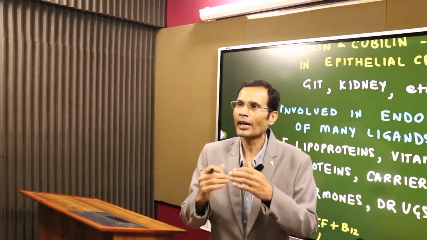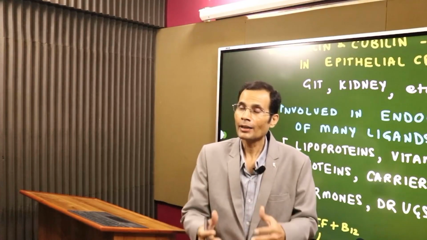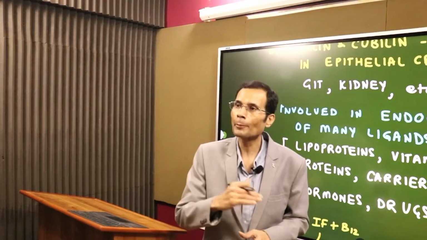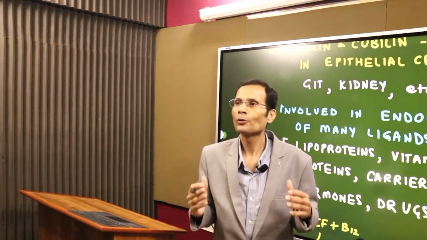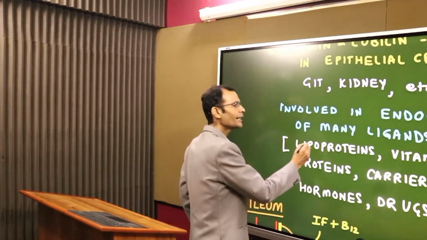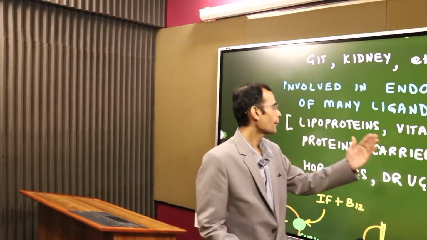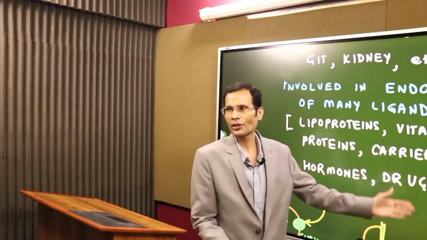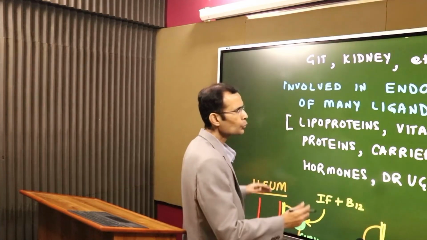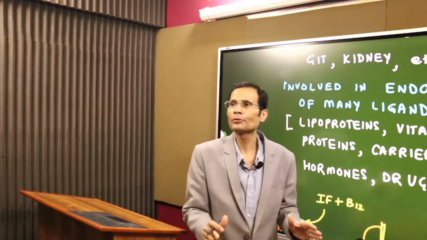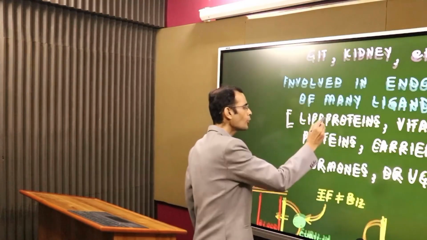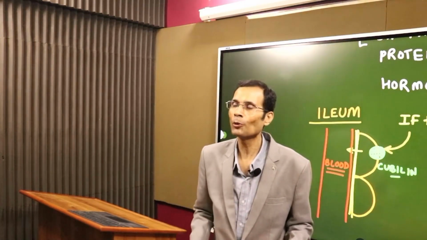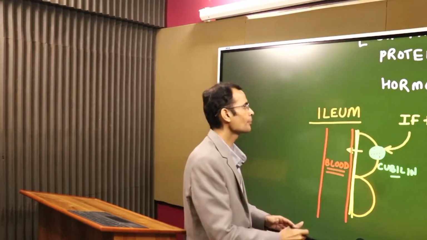So by endocytosis, these two are involved in the uptake, internalization of various chemicals like lipoproteins, like vitamin binding proteins, carrier proteins, hormones, drugs, etc. So multi-ligand types of receptors. And now let's come to the crunch part, the most important part of this discussion.